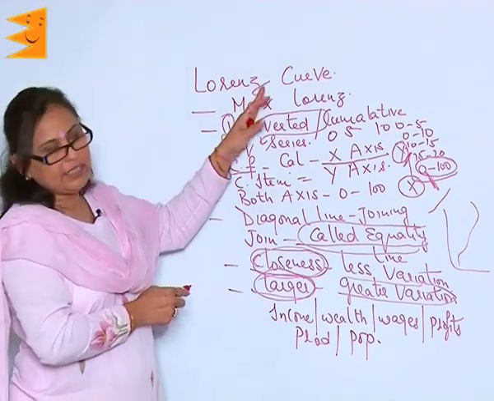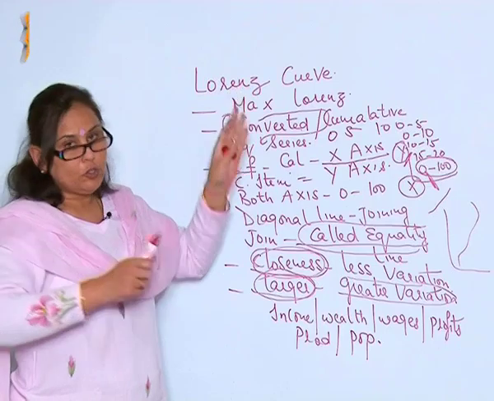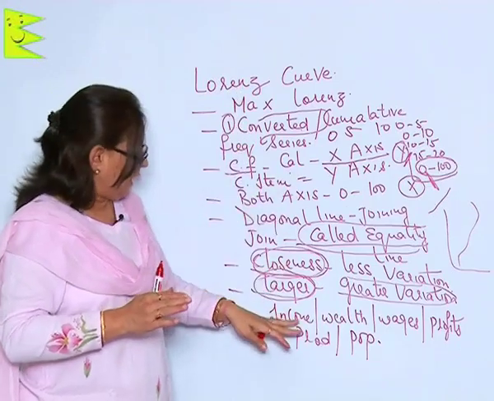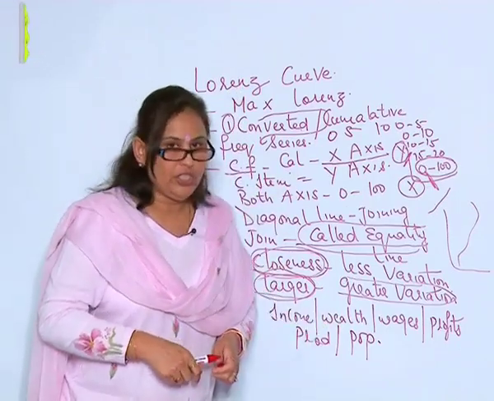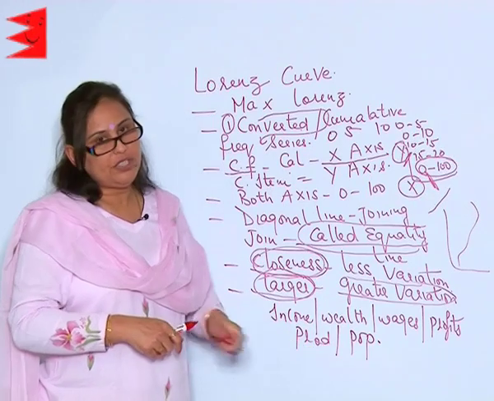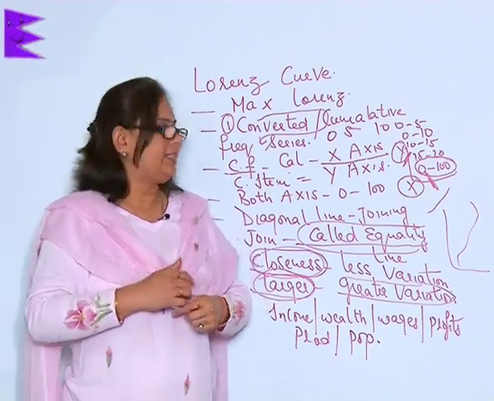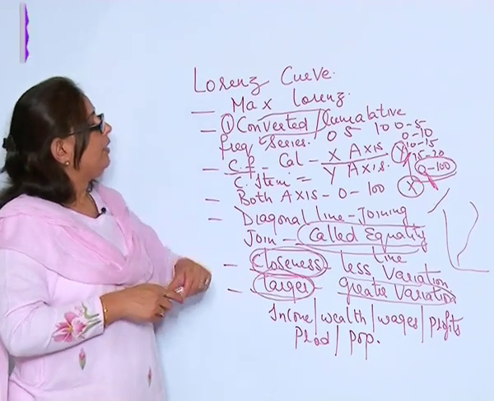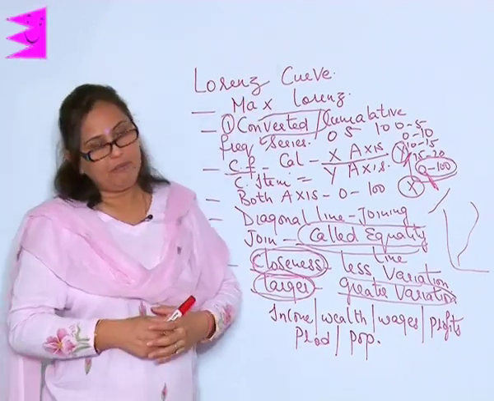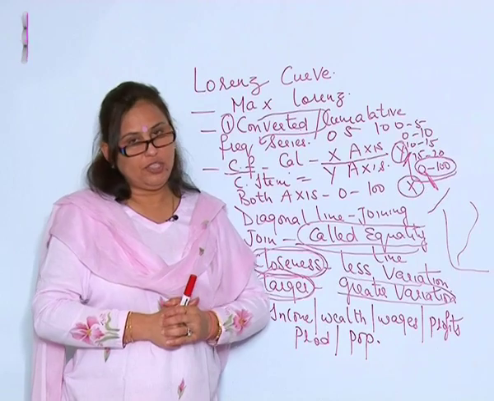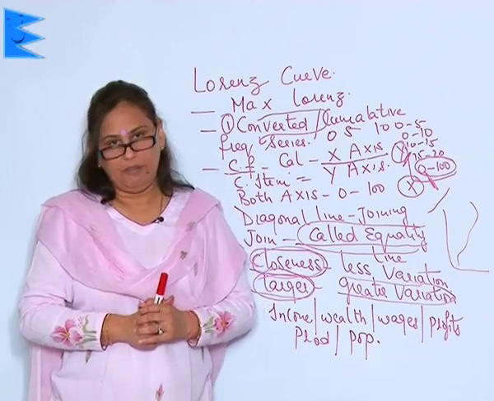And this Lorenz curve is used to show the income, wealth, wages, profit, production and population of a country or the world as such. This was the last method of measuring the measures of dispersion, called the Lorenz curve.